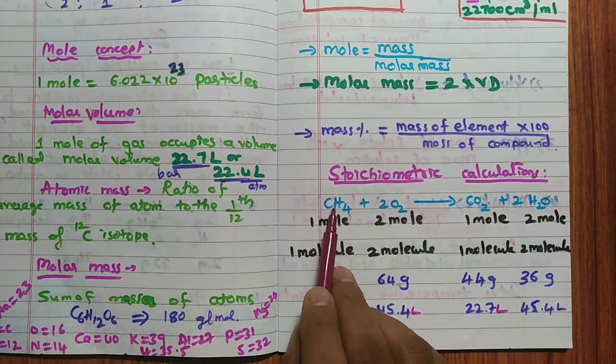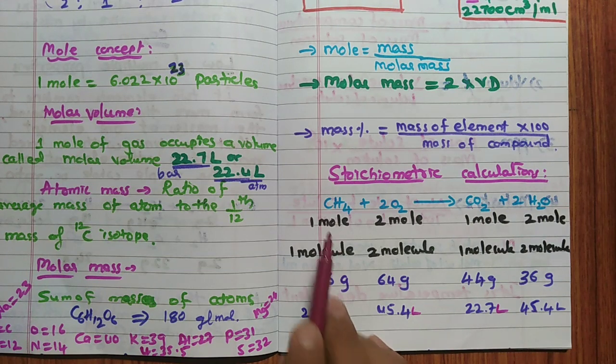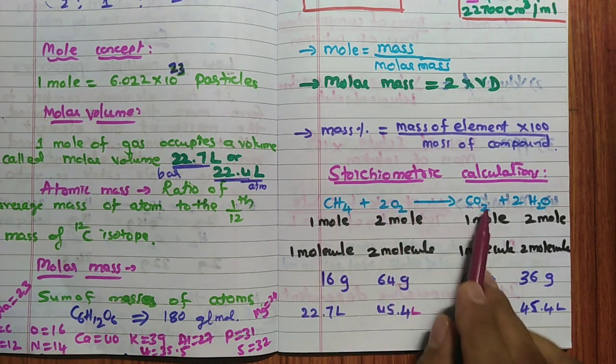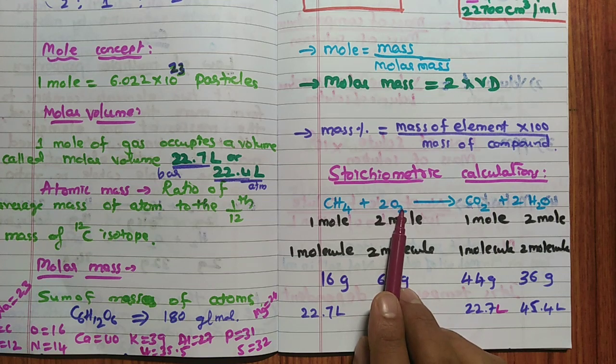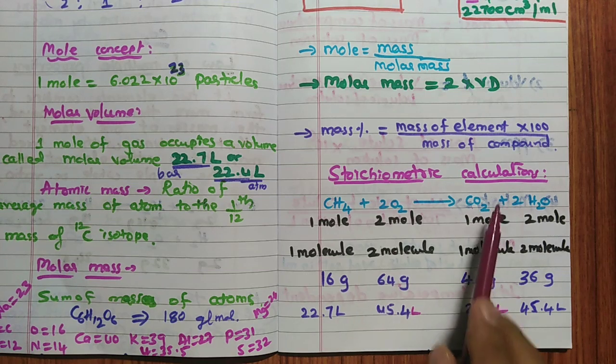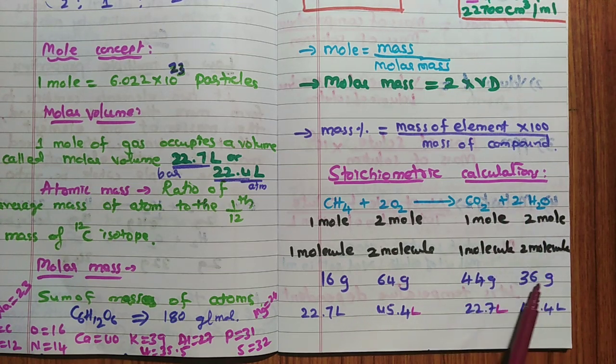See, methane plus 2O2 gives rise to CO2 plus 2H2O. How to read? 1 mole of methane reacts with 2 moles of oxygen to form 1 mole of carbon dioxide plus 2 moles of water. 1 molecule and 2 molecules react together to form 1 molecule of CO2 and 2 molecules of water. 16 gram methane plus 64 gram of O2, because oxygen is 16 into 2, 32, and 32 into 2, 64. 1 mole of carbon dioxide, 44. 2 moles of water, 36. Like that. You can say 22.7 liter is occupied by CH4, and 45.4 liter because I have considered 22.7 here into 2 moles. So 22.7, 45.4.